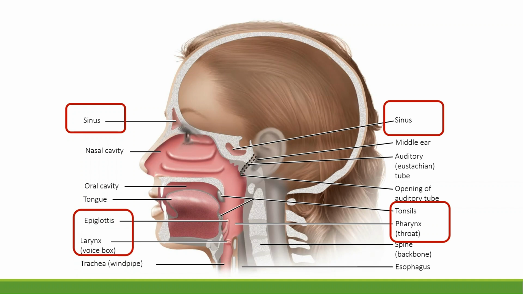Before air enters that lower airway, the epiglottis is a flexible flap of tissue, and this ensures food and liquids don't enter the respiratory tract, or as we say, go down the wrong tube. Just beyond this is the larynx, and that's your voice box, which houses the vocal cords and allows sound production.